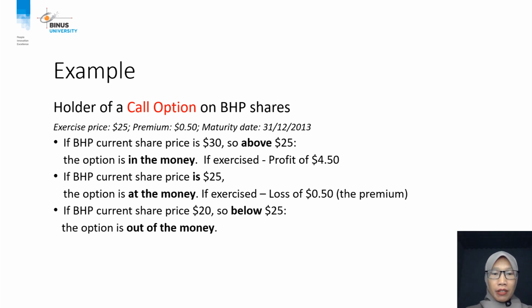If the BHP current share price is $25, the option is at the money. So actually you have a loss of $0.50 because you pay the premium. If the BHP current share price is $20, so it's below 25, the option is out of the money. The question is, will you exercise the option?